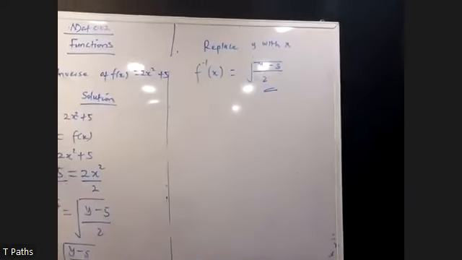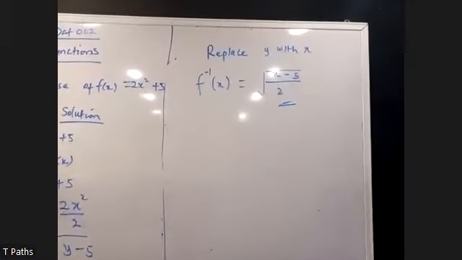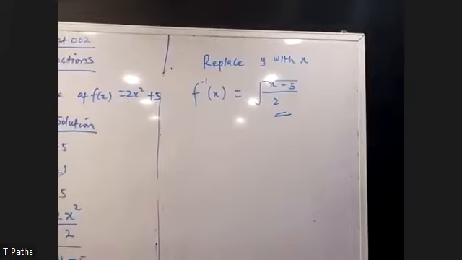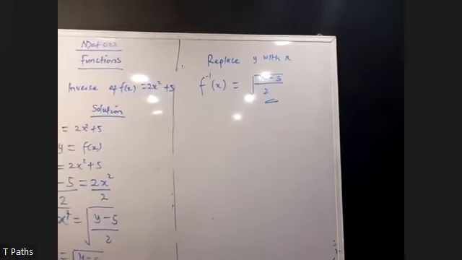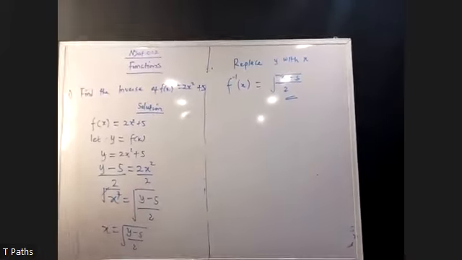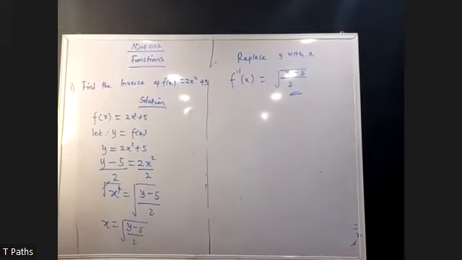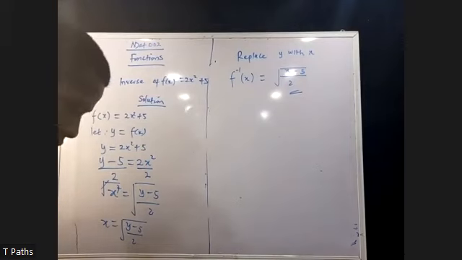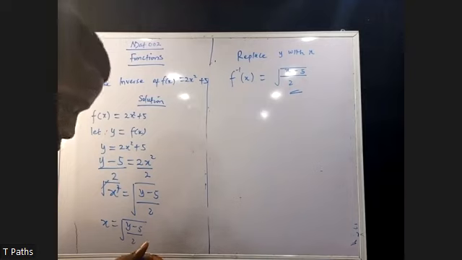So whatever you are given, you just say let y be equals to the function given to you. Then you make x the subject of formula. And when you make x the subject of formula, you just replace y with x. Then you put the inverse symbol there and you are done. So let's do another example so that we have a perfect understanding on this inverse.